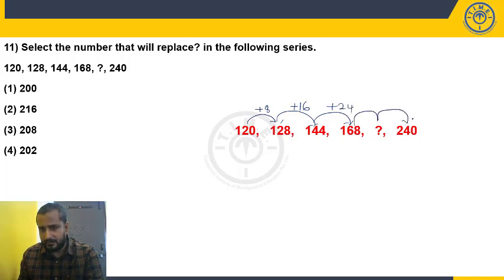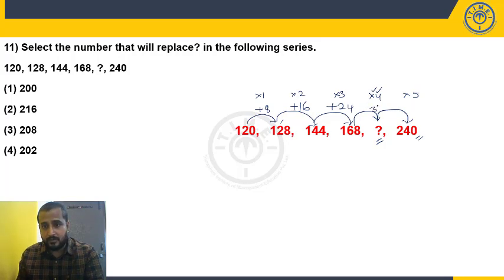These two we need to identify. Can you see any pattern? 8, 16, 24. Yes, multiples of 8. 8 ones, 8 twos, 8 threes. Next is 8 fours, 8 fives. If I assume it is 4 times, then after applying 4 times, and then applying 5 times, I should get 240. Then only it is correct.